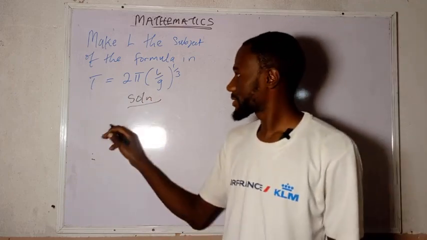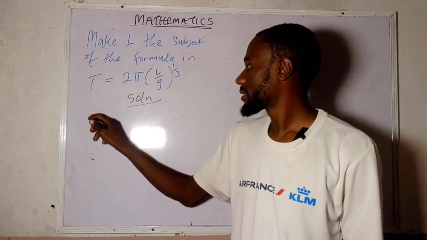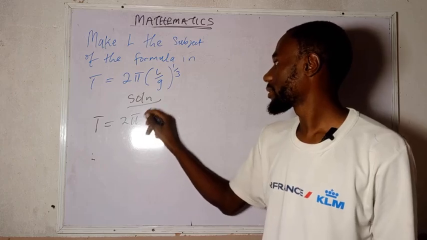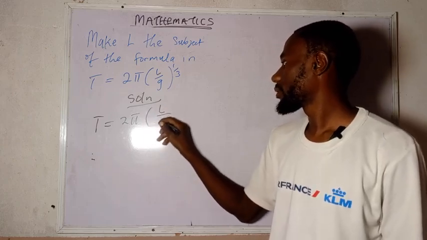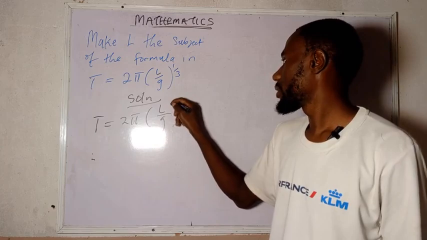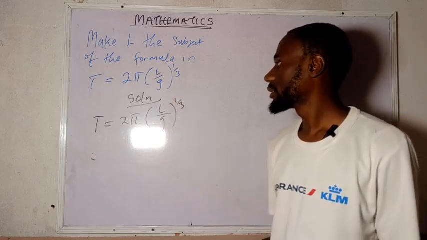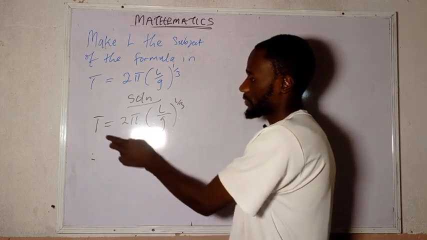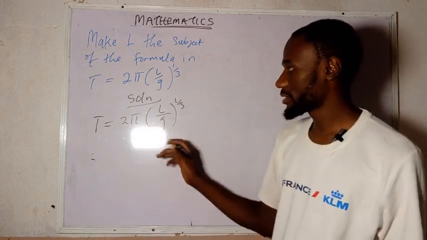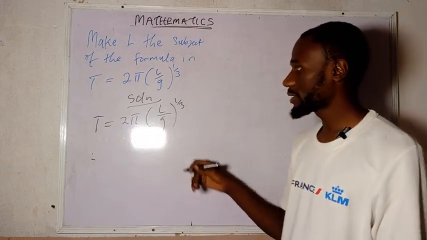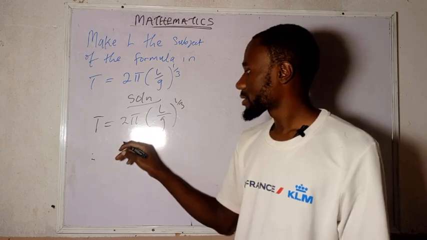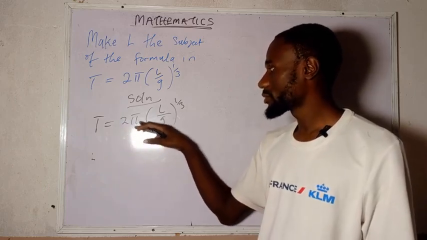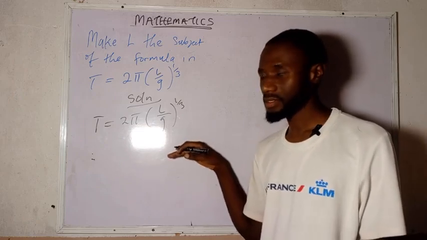Where we say T is equal to 2 pi (L all over G) raised to the power 1 over 3. Since 2 pi is contained here, we can easily divide both sides by 2 pi. Let's divide both sides by 2 pi so that we can remove the 2 pi from the right hand side.